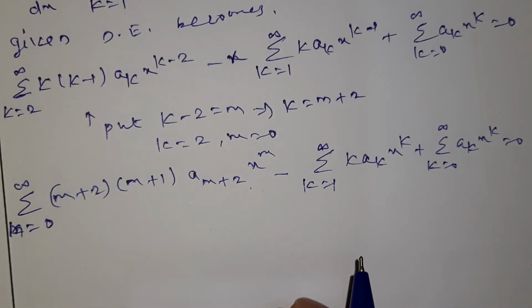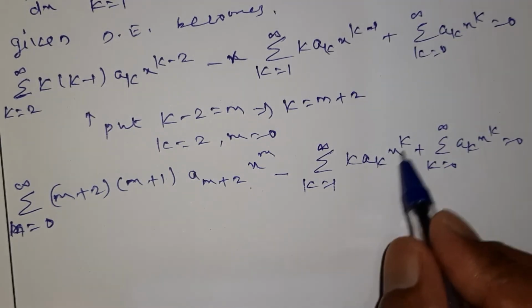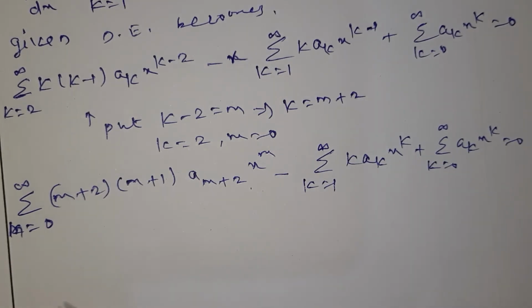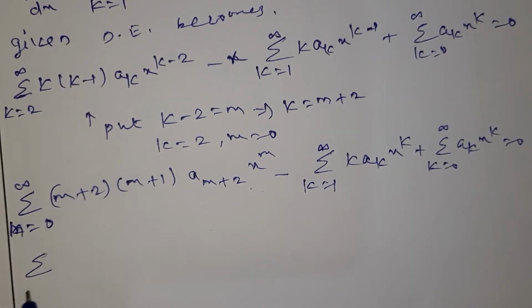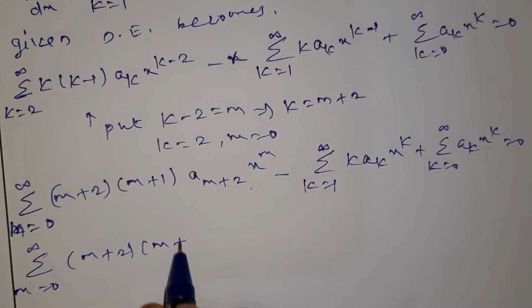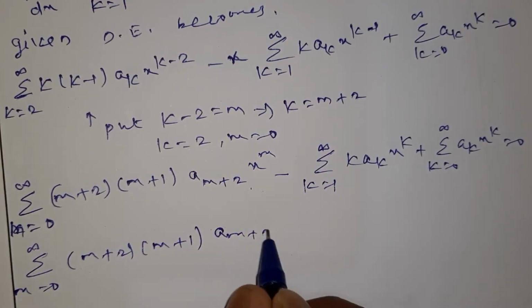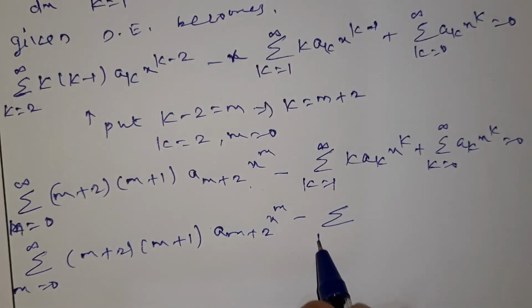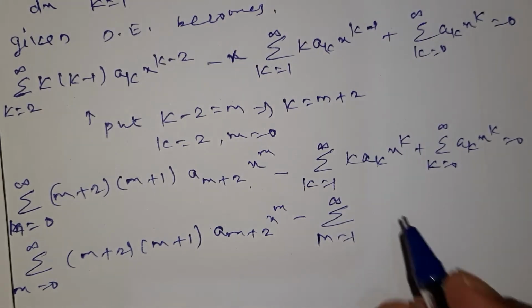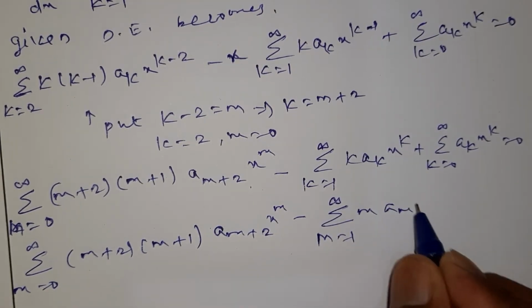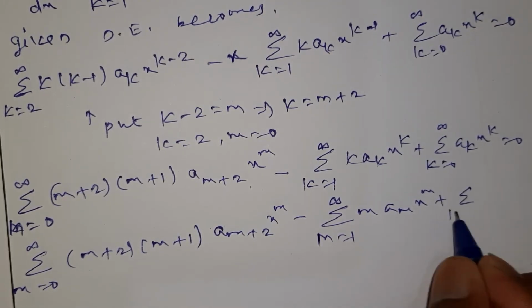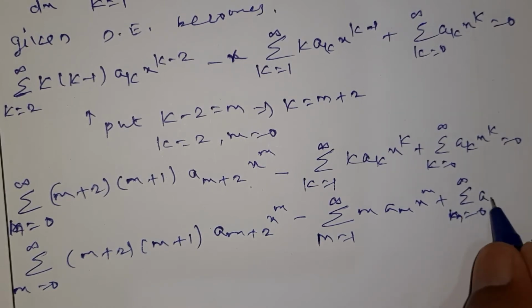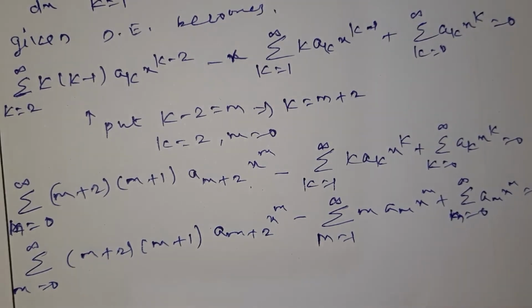But we want the same variable. So here the first term is m. We can write k equal to m in the remaining two terms. So write down that: summation m is equal to 0 to infinity, same term m plus 2 into m plus 1 am plus 2 x raised to m, minus summation m is equal to 1 to infinity, instead of k, we just write m, am x raised to m, plus summation m equal to 0 to infinity, instead of k, m, am x raised to m is equal to 0.